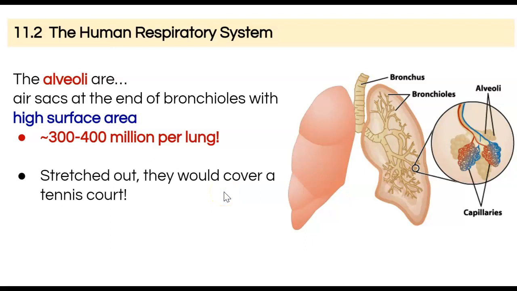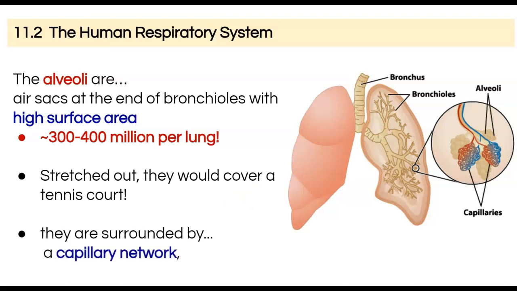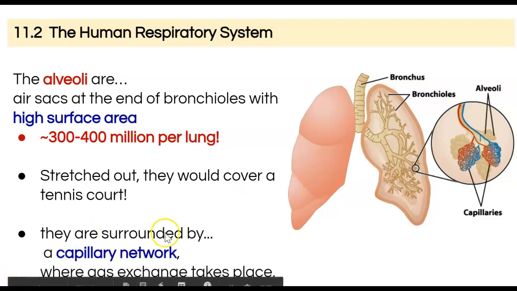So if we were to stretch that out, they say that it would cover basically the size of a tennis court, all wrapped up beautifully in our lung, in our chest cavity. Crazy, really. And so what are they surrounded by? Say it. A capillary network. And what is the point of that, you say? That's where gas exchange is happening. All right.